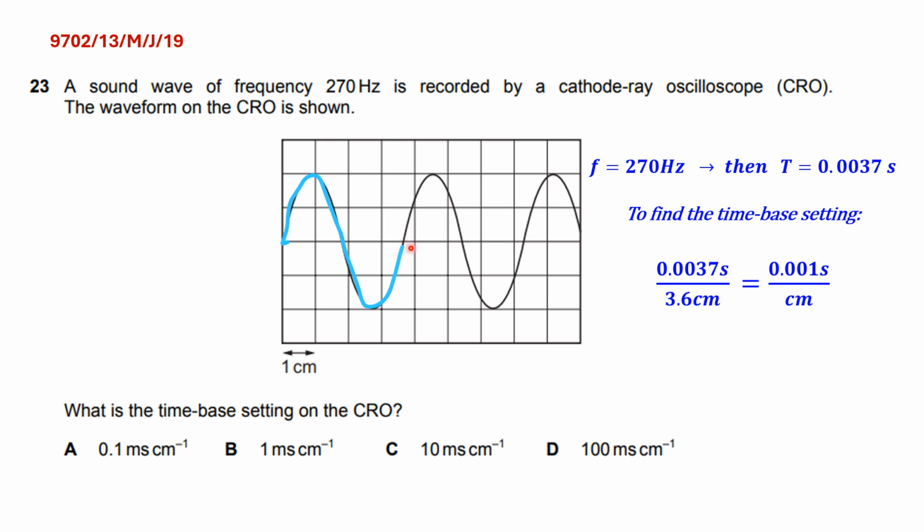Okay, let's try that one. So if I divide the period in seconds by how many boxes I have here for one cycle, which is 3.6 centimeters, I have 0.001 second per centimeter, which we can mark option B, which is the same thing.